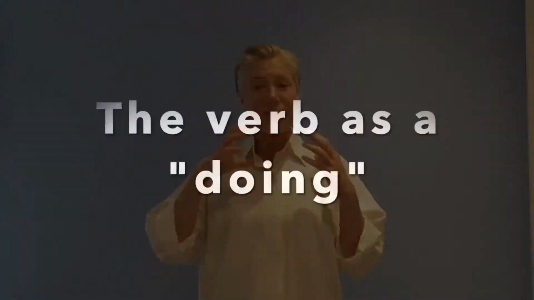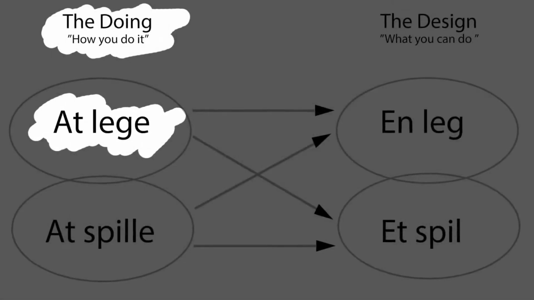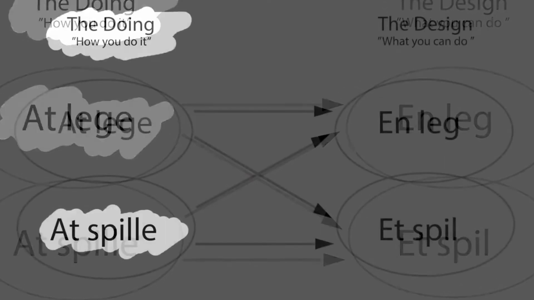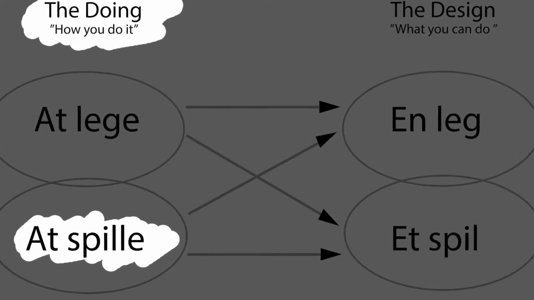To get an idea of the differences between the verbs, we can refer to these as a kind of doing. These are at lege, which in English is translated best as to be playful, and the other kind of doing is at spille, which can best be understood in English as to be gameful.